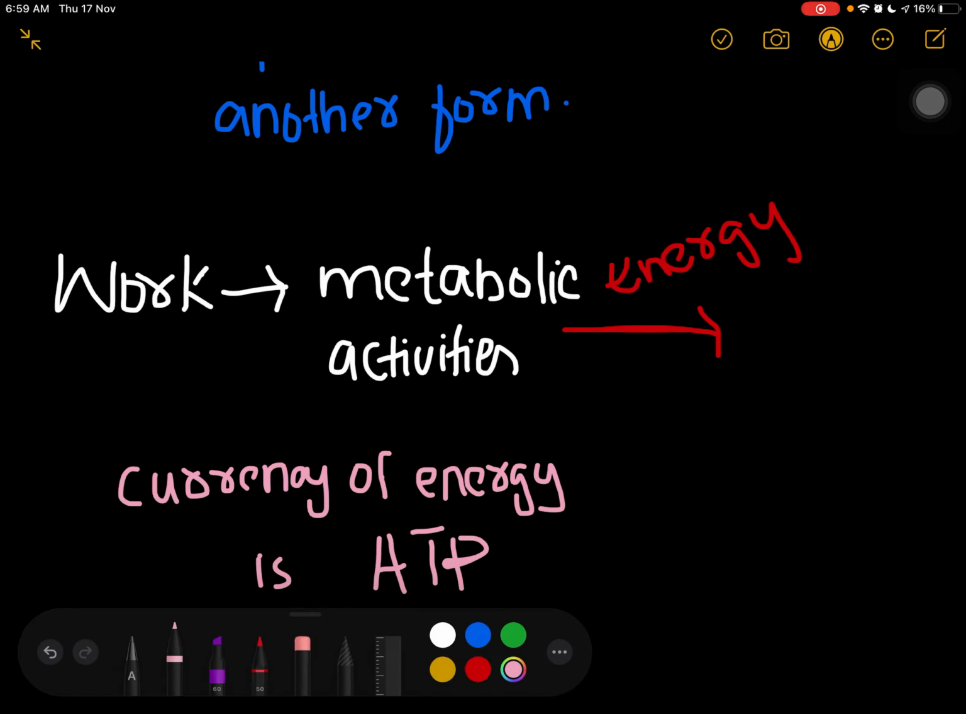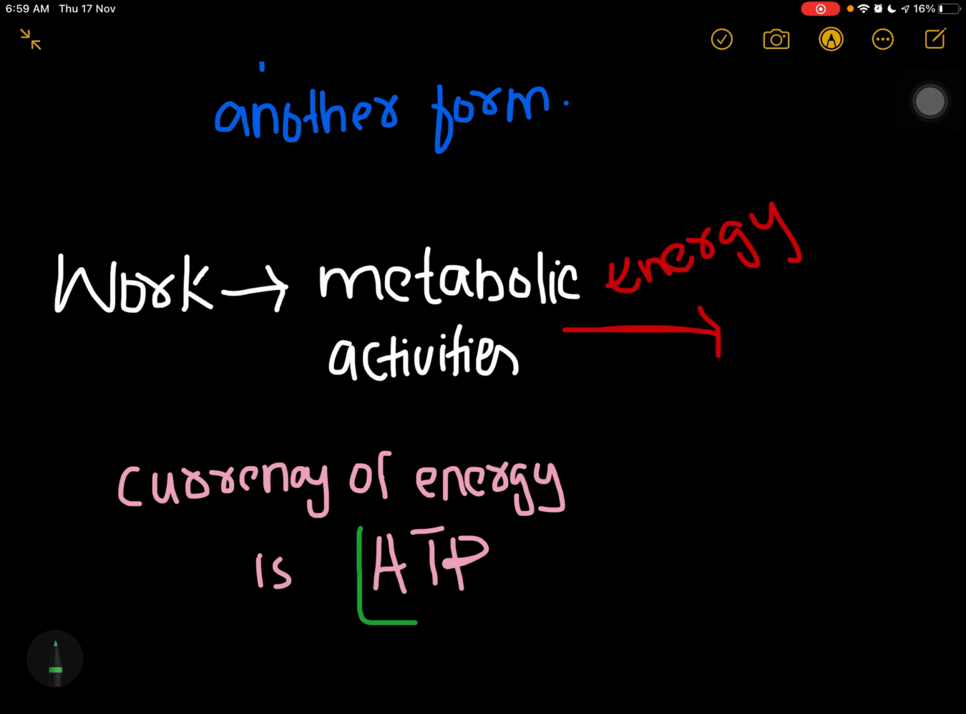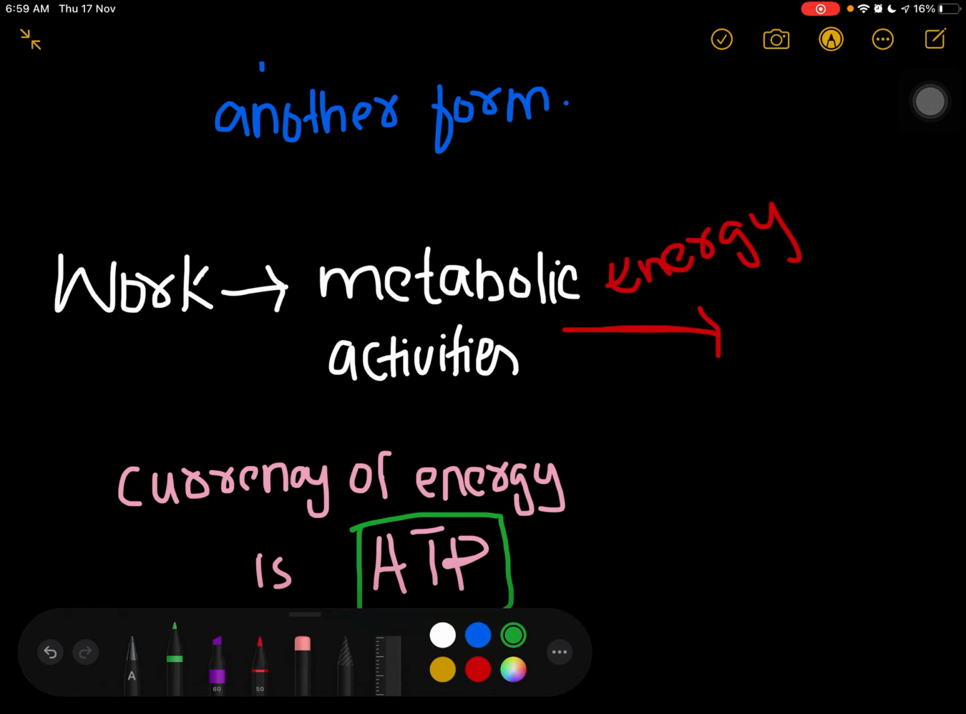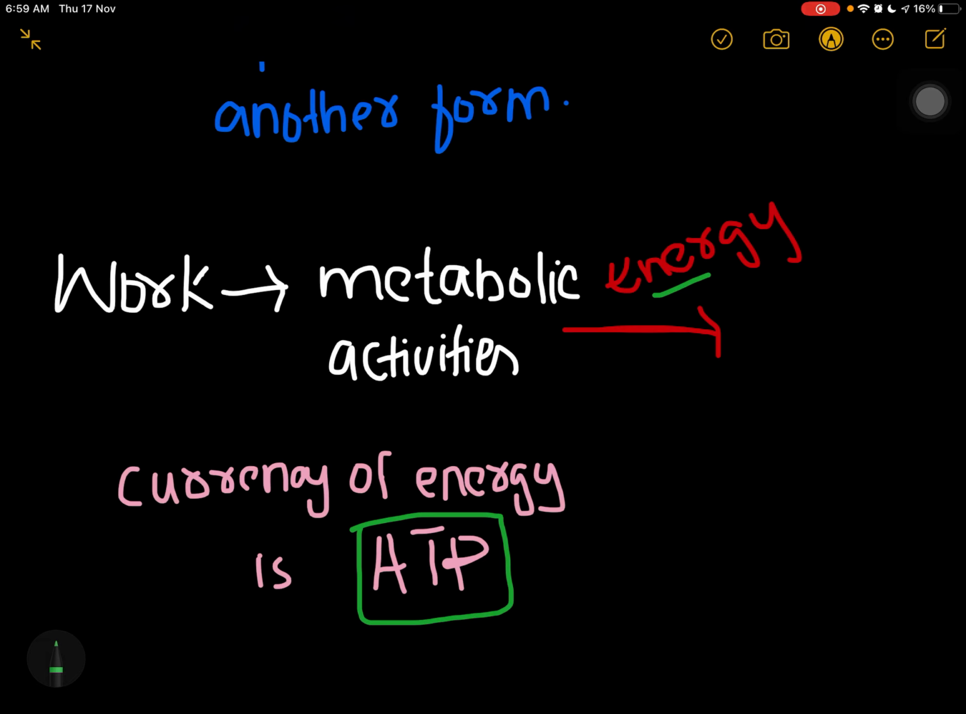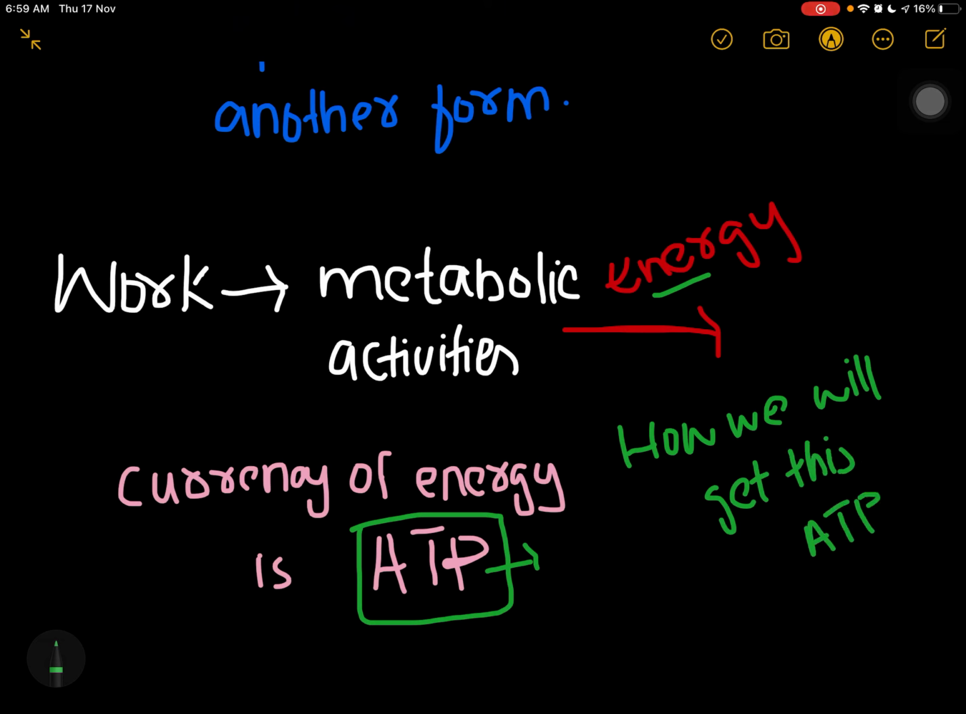ATP. In case you don't know, the full form of ATP stands for adenosine triphosphate, right? Now, in our body, metabolic activities are occurring, and for those activities, energy is required. And in biological organisms, in organisms like humans and animals, the energy is in the form of ATP, right? So now how will we get this ATP? From where are we getting this ATP?